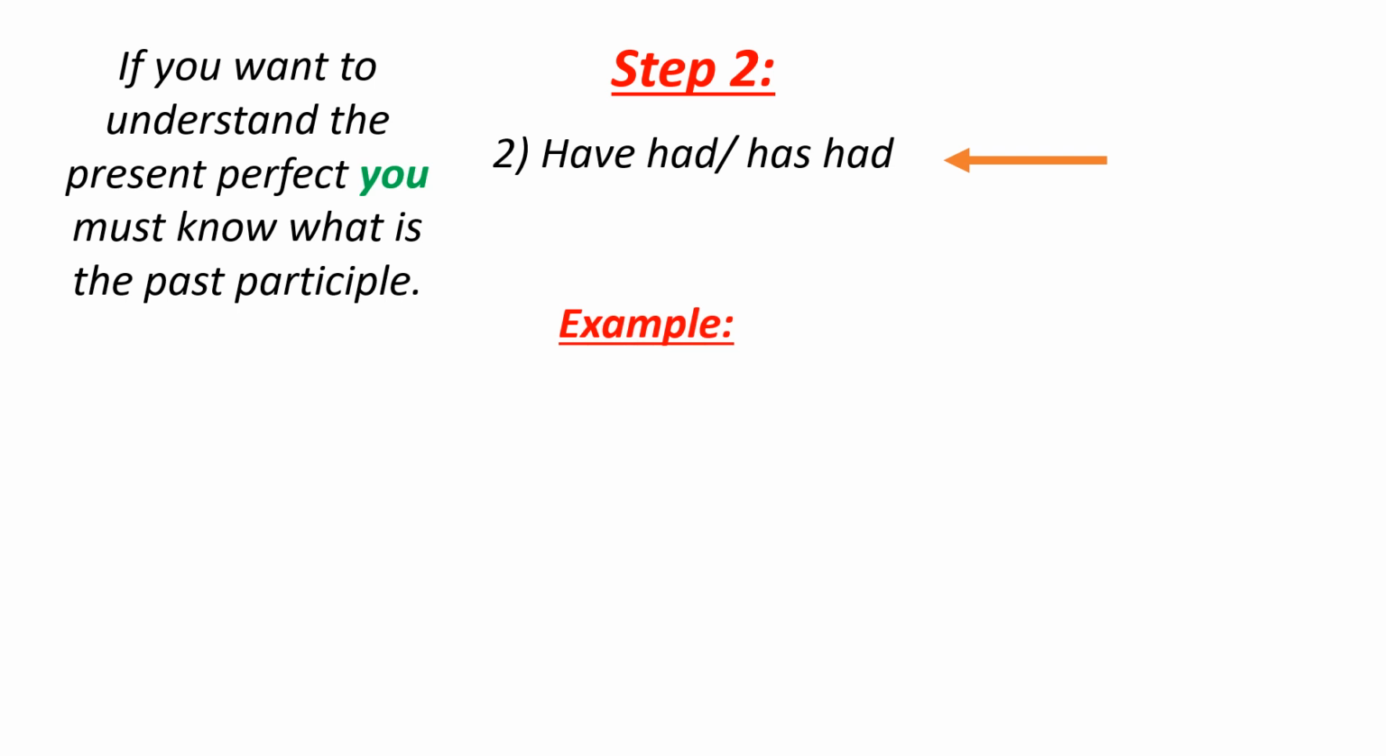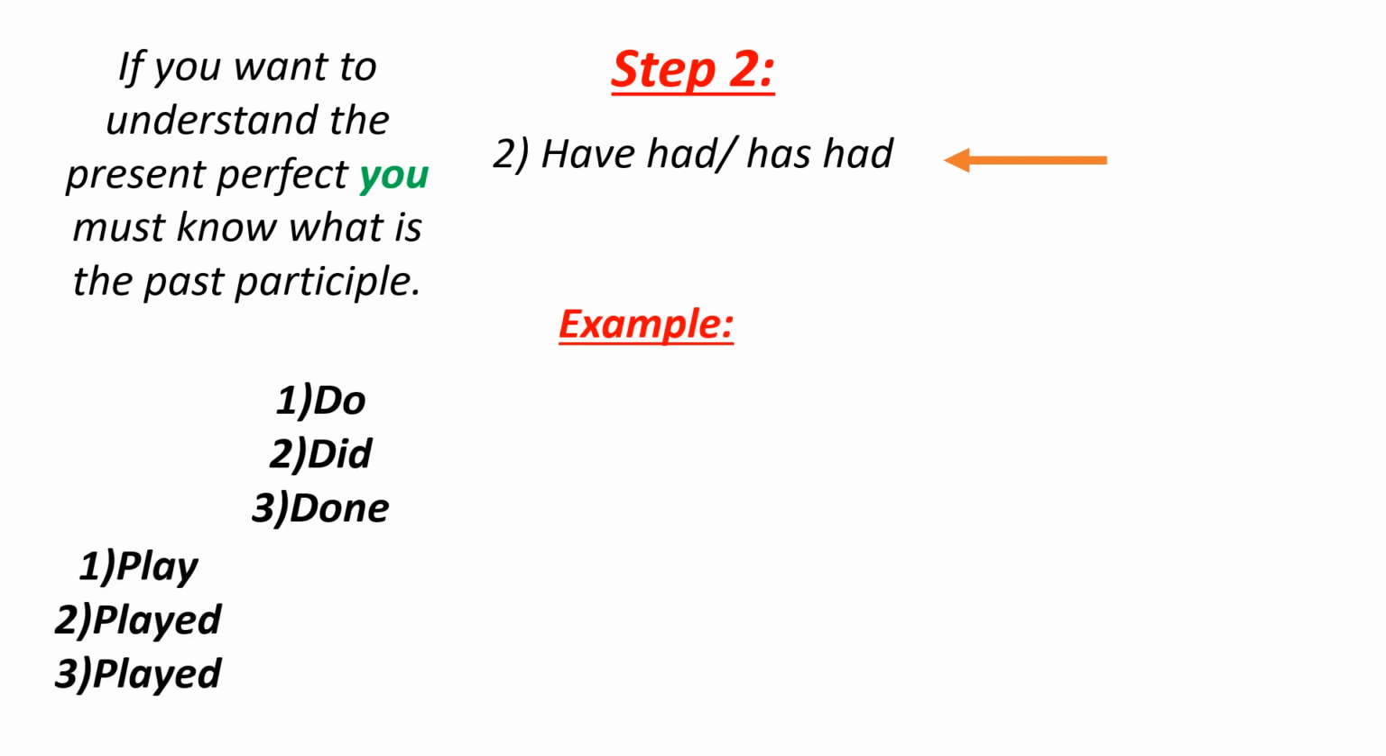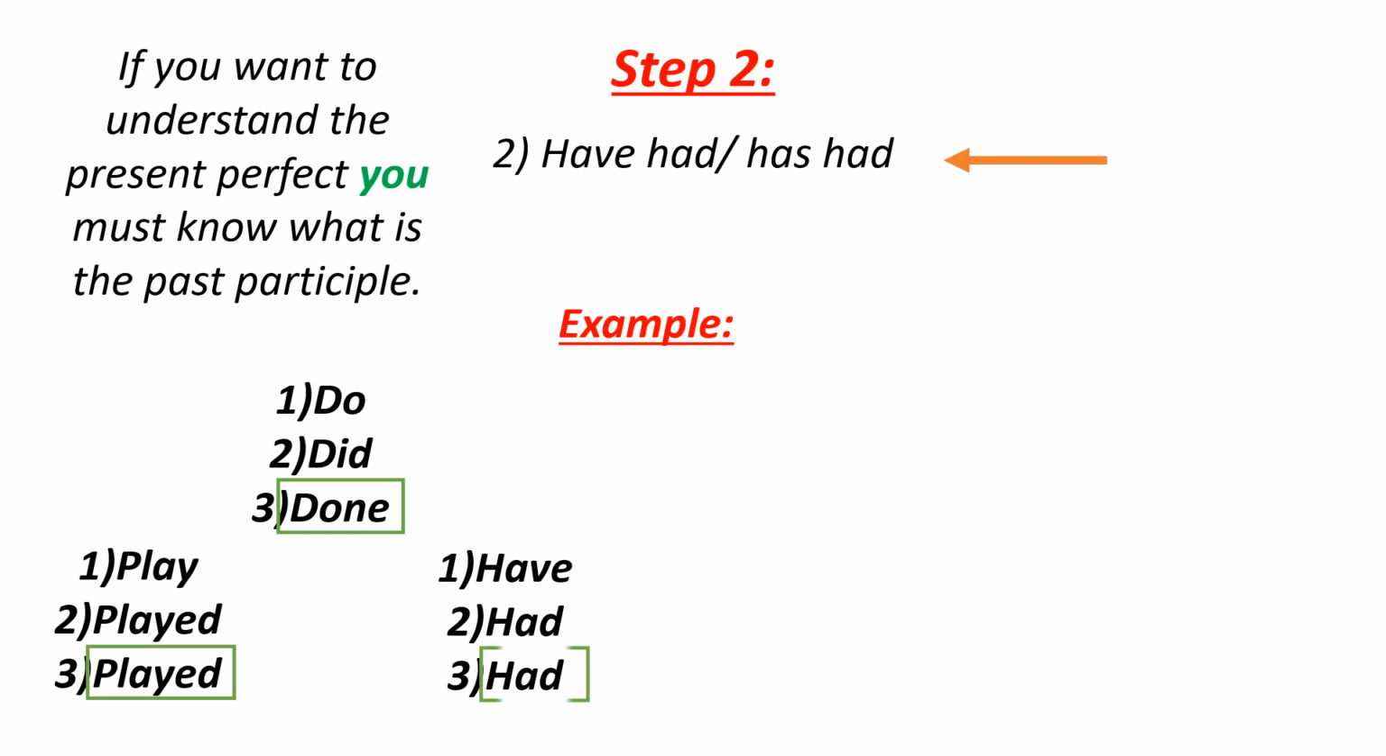For example, do, did, done. Play, played, played. Have, had, had. Each verb has 3 forms and we have a past participle for each verb. Do, did, done. Done is the past participle. Played, played, played. Played is the past participle. Have, had, had. Had is the past participle.